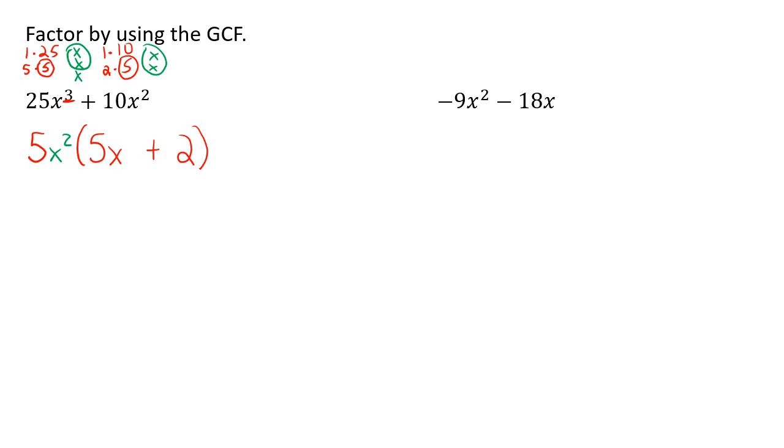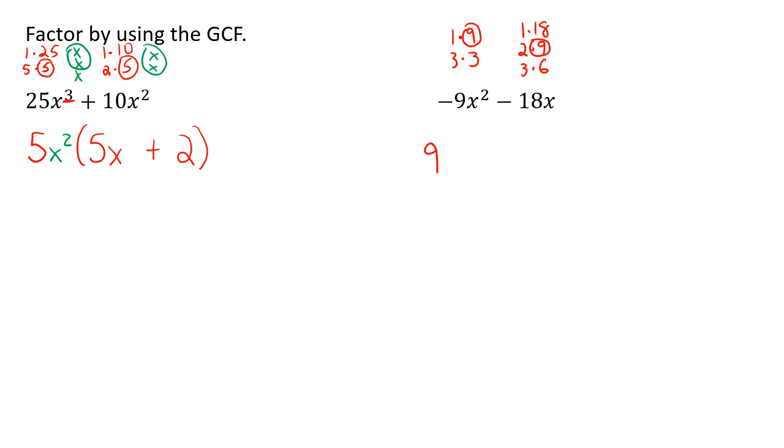As we look at another example, we have negative 9x squared minus 18. So I think to myself, what numbers multiply to give me 9? 1 times 9, 3 times 3. For 18, I do 1 times 18, 2 times 9, 3 times 6. Then I look for the largest number that they share, which would be the 9s. So I'm going to factor out a 9.